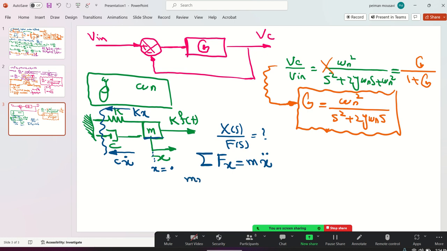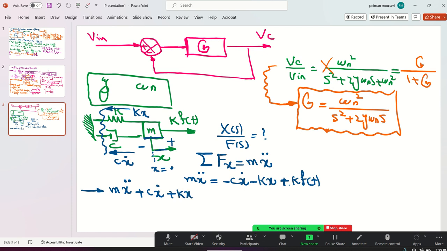So it's m x double dot equals minus c x dot minus k x plus k f of t. See, here is positive on this side, and negative here. If you rewrite that, you get m x double dot, a second order system because you have two time derivatives, plus c x dot plus k x equals k f of t.